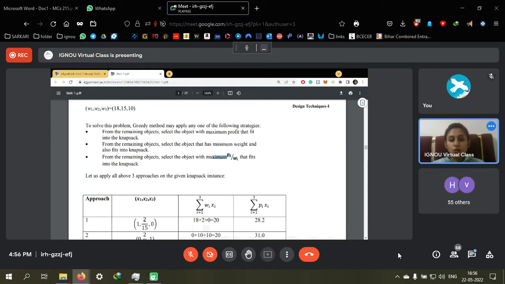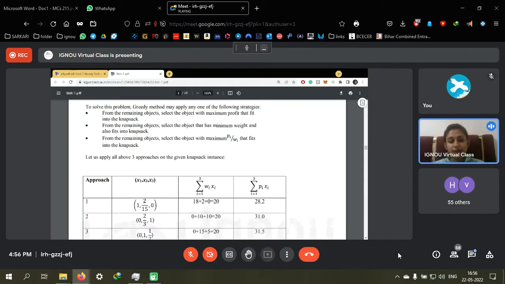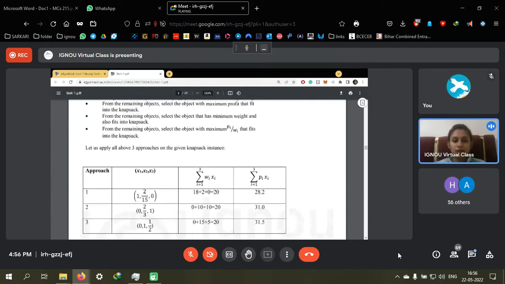Right? So let's discuss the first one. So here are the objects x1, x2, x3. We have to calculate weight multiplied by object, then we have to calculate profit multiplied by object. Here we have 3 objects, so that's why i is equal to 1 to 3. So let's start the question.